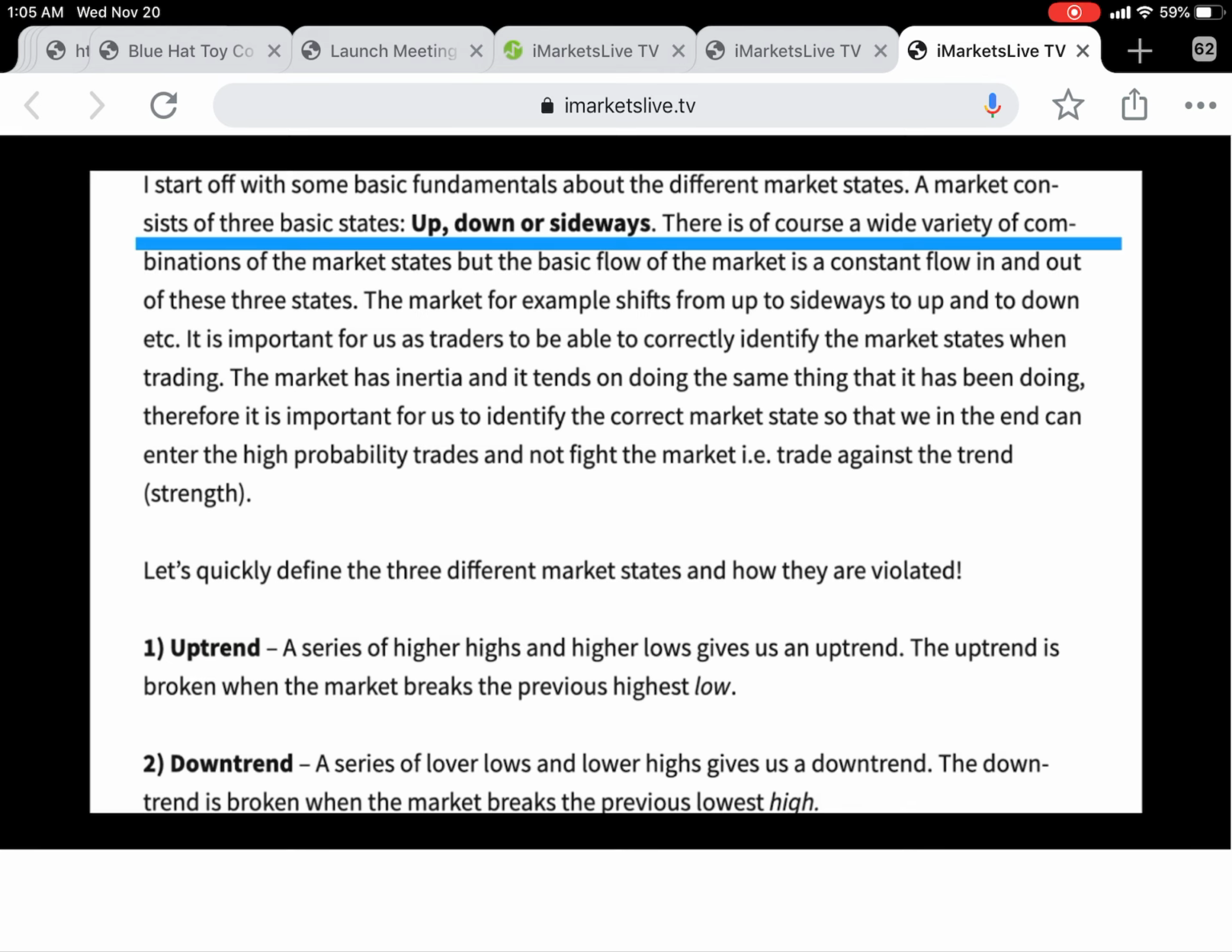That's an uptrend, when the market is making higher highs and higher lows. But when the uptrend is broken, when the market breaks the previous higher low. Now let's talk about a downtrend. A downtrend is the reverse. A series of lower lows and lower highs gives us a downtrend. The downtrend is broken when the market breaks the previous lowest high.